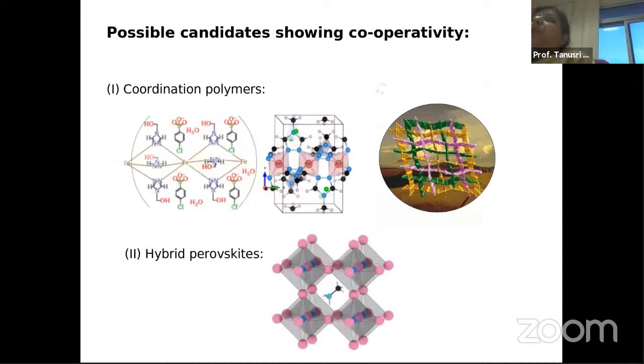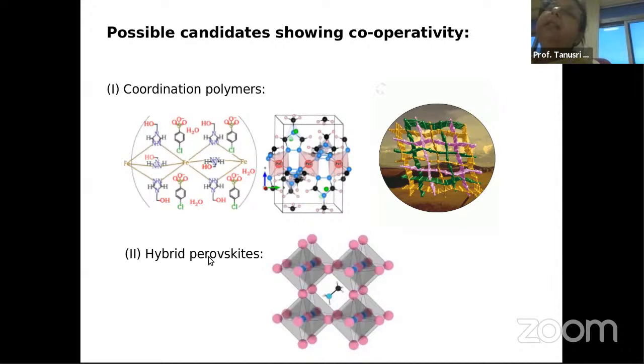So what are the possible candidates? As I already mentioned, one possibility is to work with coordination polymers, which are built by connecting one molecule to another molecule, and they can be connected in all three dimensions as is shown here. Although this is shown in a nice, artistic way, actually this compound has been made, and I'm going to show one slide on this compound, a three-dimensionally connected coordination polymer.